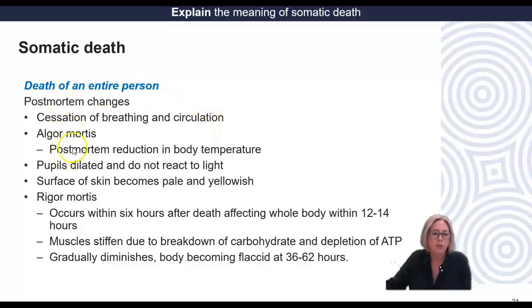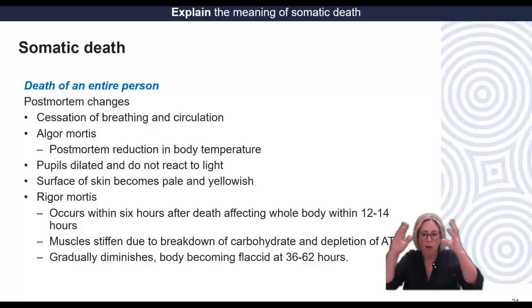And then the body goes into algor mortis. And this comes from the Latin mortis, obviously meaning death, and algor meaning coolness. So these are changes in body temperature that occur after somebody dies. It's gradual to begin with, so there's a decrease in body temperature gradually, but about 24 hours post-mortem, the deceased body has assumed the temperature of the surrounding environment.